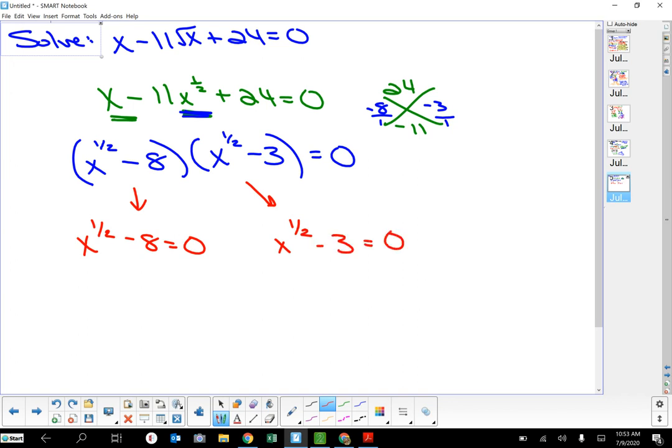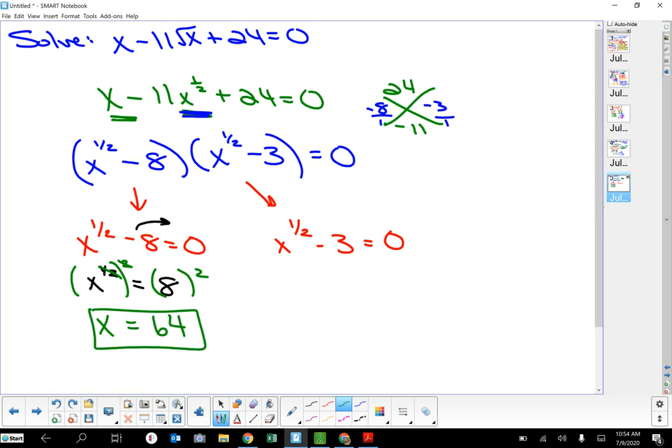And here's how I would go about solving these. There's 2 ways. Let me show you both of them. I'll do one way and one the other. You can leave the exponent as a half. Move the 8 over. And then if I want to get rid of an exponent of a half, I'm going to just square it, right? Use the reciprocal. So a half times 2 gives me just x, and 8 squared is 64. So that's one way to do that.